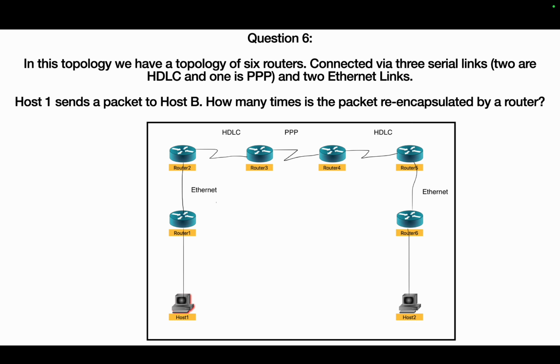Now, question number 6. In this topology, we've got 6 routers. There are 3 serial links connecting these routers, as you can see, between routers 2, 3, 4, and 5. Host 1 is sending a packet to host B and it is traversing all these routers. How many times is the packet being re-encapsulated by a router? Please take time, have a think. I'll give you about 15 seconds. If you want to pause the video, feel free to go ahead and pause the video.